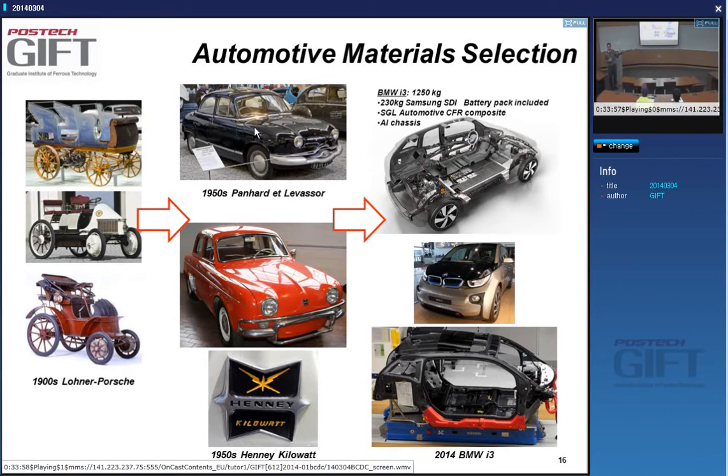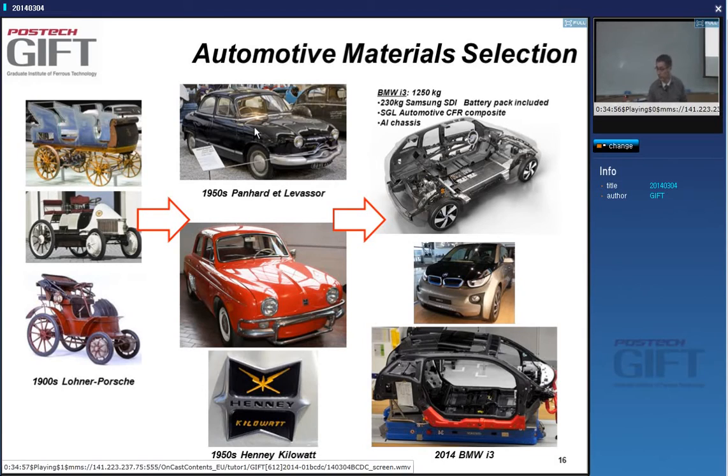And nowadays, new materials are being tested. As you know, carbon fiber reinforced polymers, composites, are used, for instance, to make the frame of the i3 BMW. The i3 BMW is a car that has Samsung SDI batteries, and SGL is an American company that manufactures automotive carbon fiber reinforced composites, yes? And it has an aluminum chassis, yes, to give it strength and to carry the batteries.